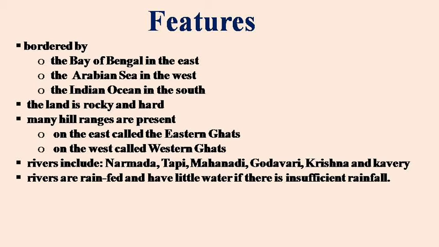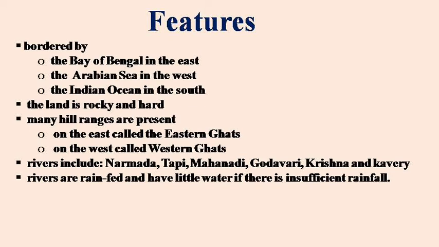Peninsular Plateau bordered by the Bay of Bengal in the east, the Arabian Sea in the west, especially southwest and southeast, the Indian Ocean in the south. These are the three water bodies bordered in this Peninsular Plateau. And here the land is so rocky and hard. Many hill ranges are also present here.